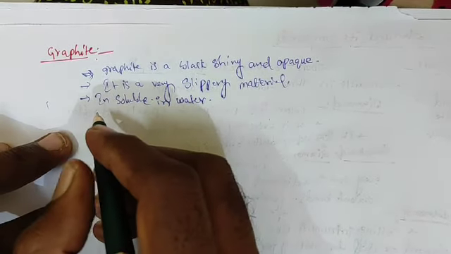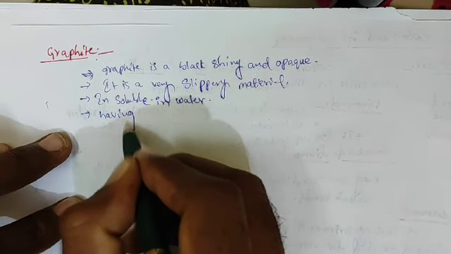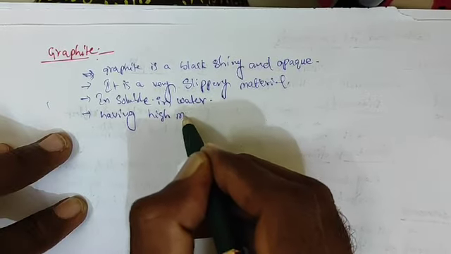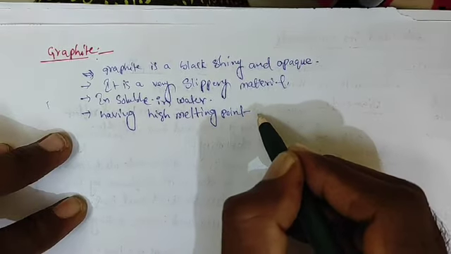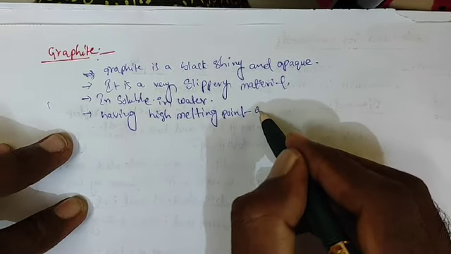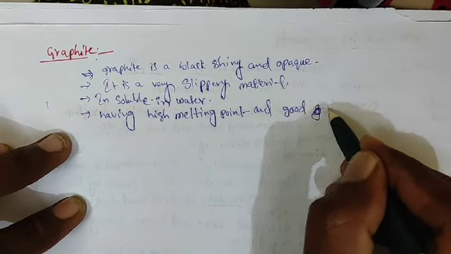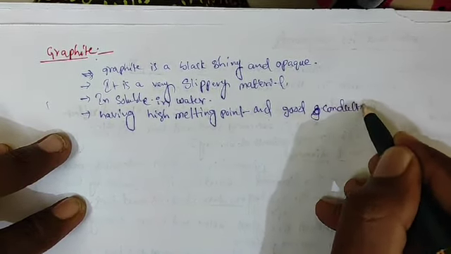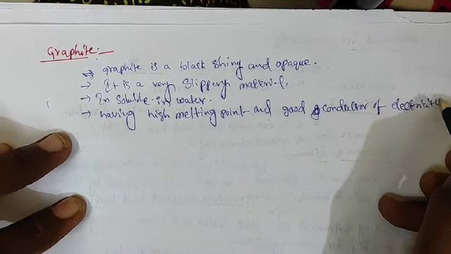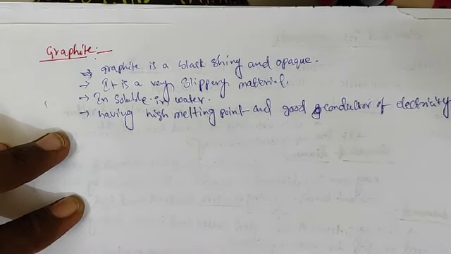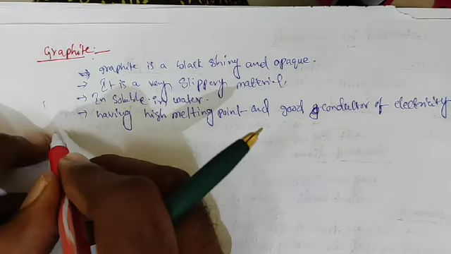It has a high melting point and is a good conductor of electricity. Next, structure of graphite.